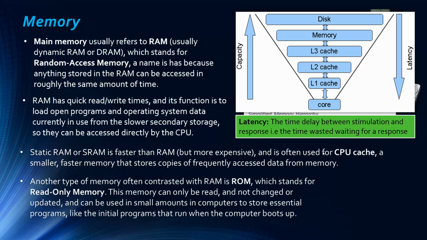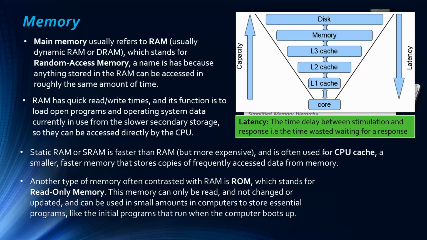So finally, another type of memory that's often contrasted with RAM is ROM, and ROM stands for read-only memory. And so this memory can only be read. In fact, it can be changed, but it's very difficult. It practically can only be read. And so it's used in small amounts in computers. It's also used in very simple devices like a calculator, but in our computers it might be used in small amounts to store essential programs like firmware.